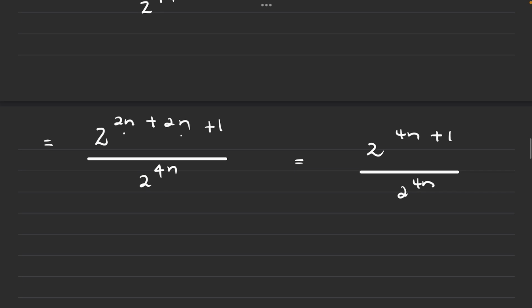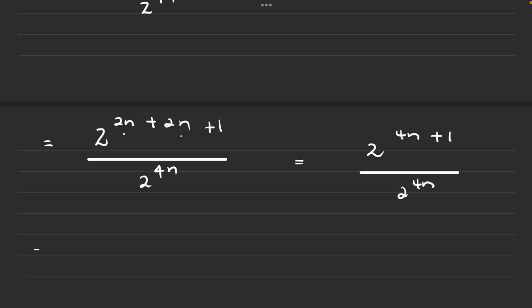So at this point in time, guys, I'm going to do the quotient rule. It's going to be 2 to the power of 4n plus 1 minus now the exponent of the denominator. So it's going to be 4n right here, right? So this equals to 4n minus 4n, that is 0. I'm going to be left with 2 to the 1. So this equals to 2. Okay, so I got that.